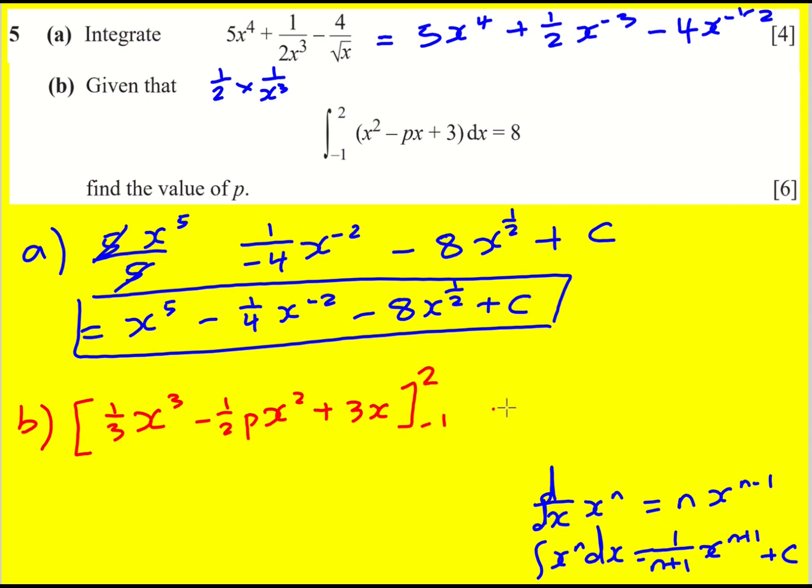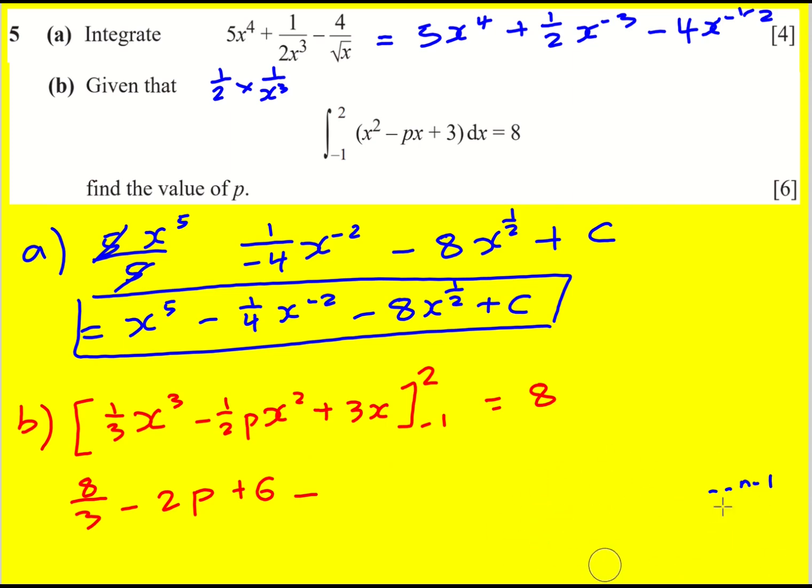Put the limits in, set equal to 8, and now let's substitute the limits in. So first of all, the 2, it's going to be 8 over 3 minus 2 squared is 4 times the half. That's going to be giving minus 2p plus 6. And I'm minusing the limit with minus 1 in, so we get a bit of room. So now I'll put it in a big bracket, it will be a third times minus 1 cubed, that's minus a third, then minus a half p times minus 1 squared, which is just 1, and then minus 3. That's equal to 8.